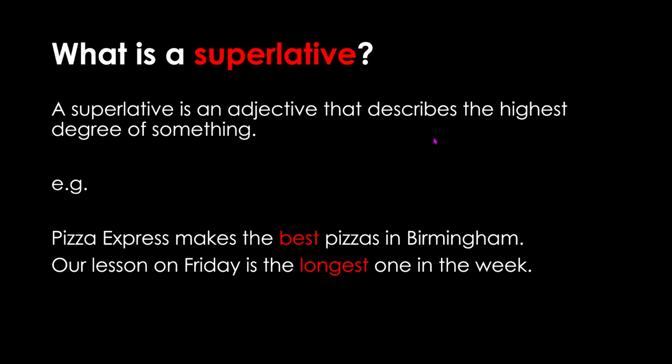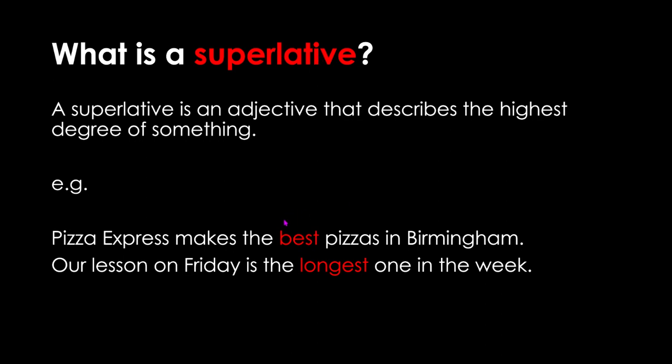So on to superlatives. What are superlatives? A superlative is an adjective that describes the highest degree of something. For example, Pizza Express makes the best pizzas in Birmingham. Our lesson on Friday is the longest one in the week. So best and longest are the superlatives.